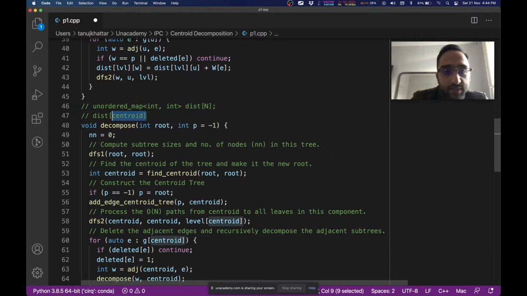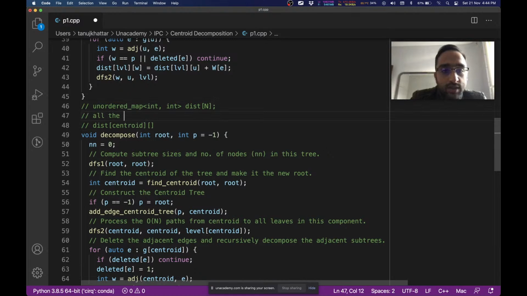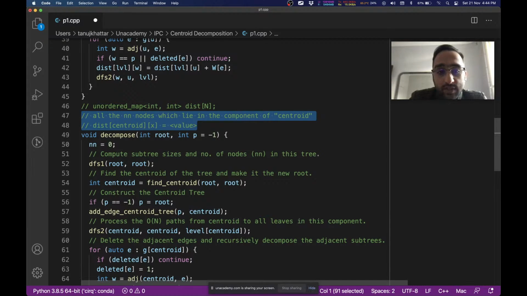Whenever a node becomes a centroid, I look at all the n nodes which lie in the component of the centroid. For all these n nodes, I can compute the distance of centroid comma x as some value. This would be the straightforward way of doing this. But the point is that I'm maintaining an inefficient data structure, an unordered map or a map. This is very inefficient. And second, I need extra information here.